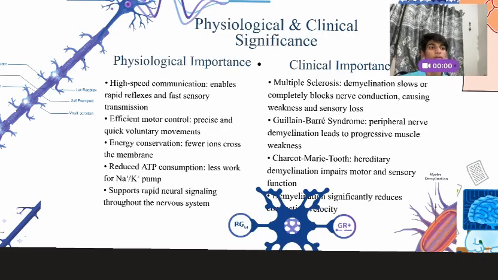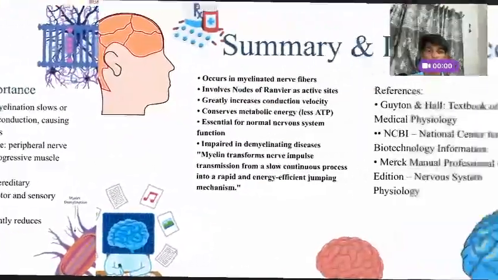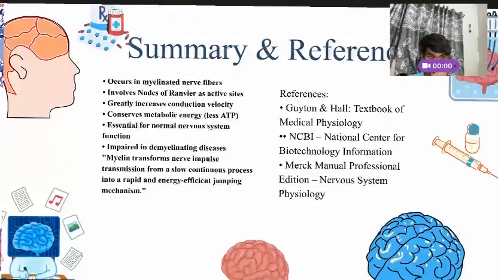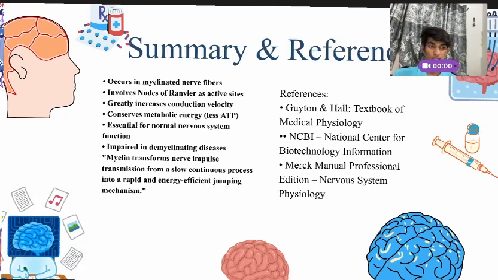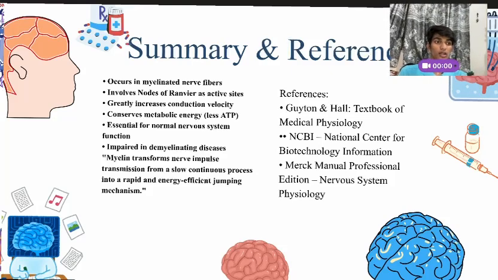Now, let's summarize this topic quickly. For the summary: saltatory conduction occurs in myelinated nerve fibers. Nodes of Ranvier are the active sites where action potentials regenerate. It greatly increases conduction velocity. It conserves metabolic energy and reduces ATP usage. It is essential for normal nervous system function. Demyelinating diseases impair this process. For a final take-home message, myelin transforms nerve impulse transmission from a slow continuous process into a rapid and energy-efficient jumping mechanism.